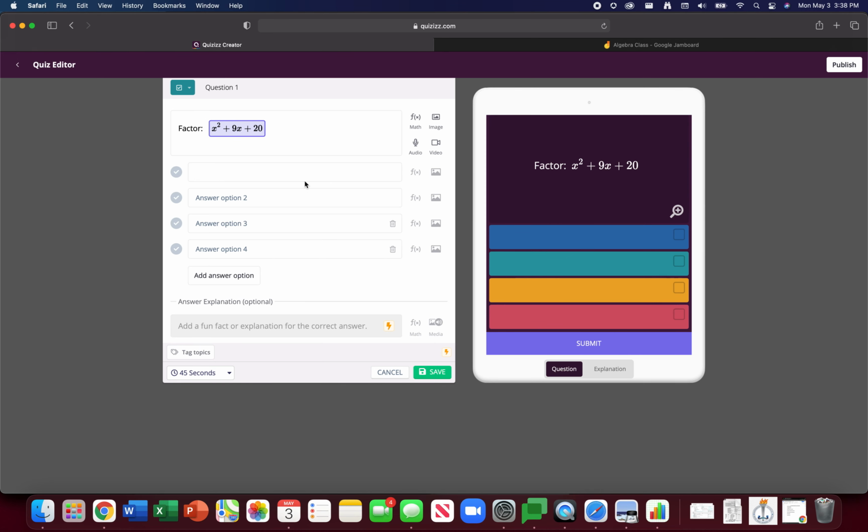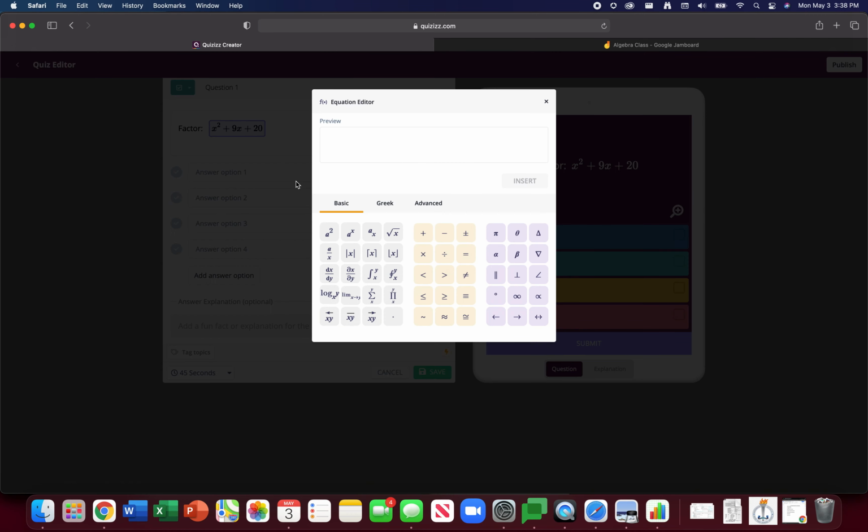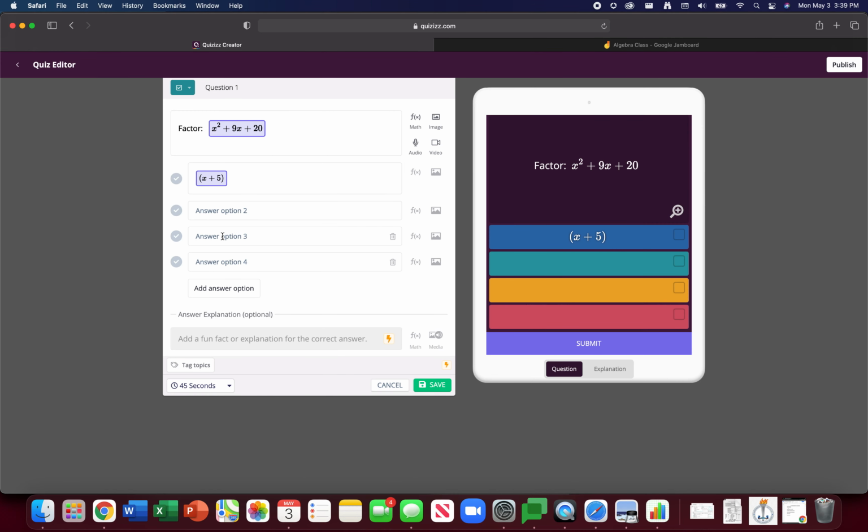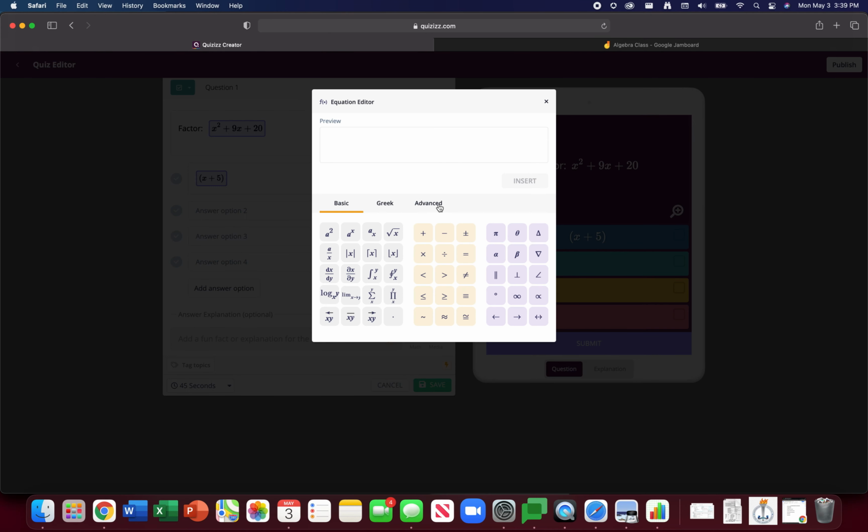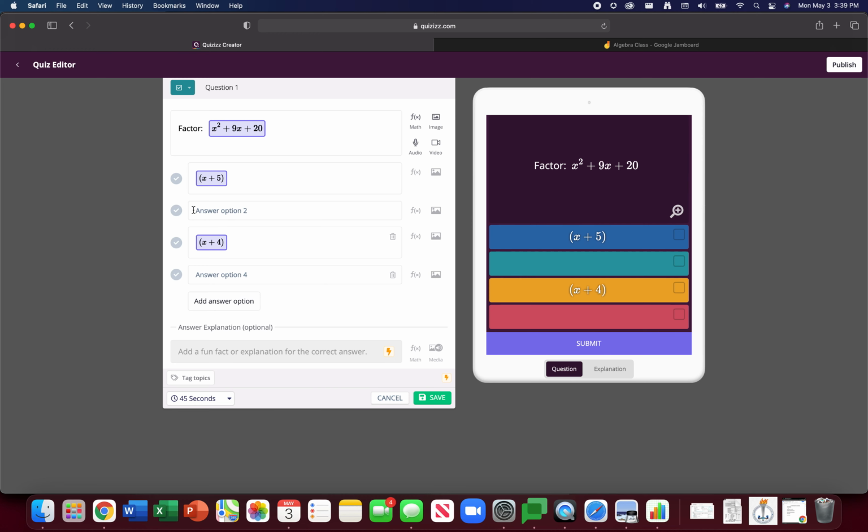Now, what you want is you want to put factors down here. And again, you're going to use math just because it looks better. I don't know. I mean, you could just do it like this, I suppose. It just doesn't look as nice. It's up to you, though. Okay, so I know that my correct answers are x plus 5 and x plus 4. I'm going to put them in these 2 positions. Okay, and you see what I'm doing, right? Now, I'm going to check these.